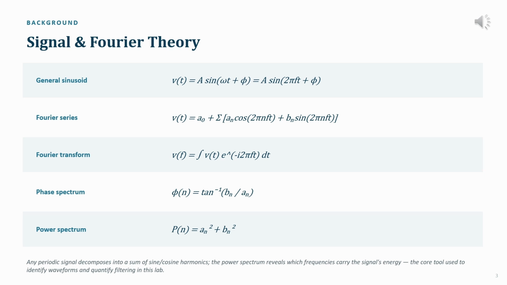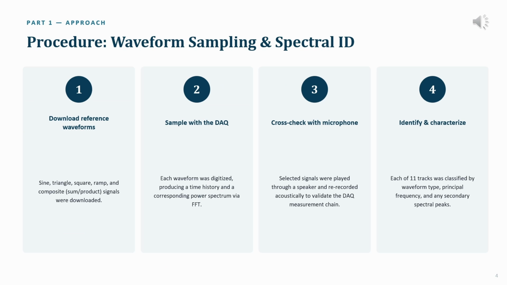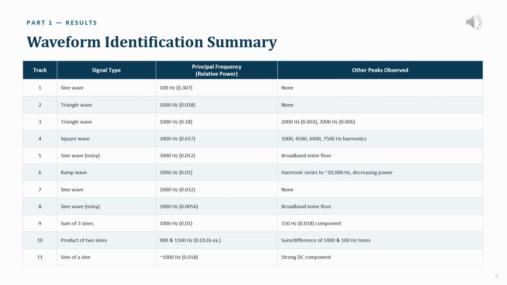These are some of the formulas that were used. Here's the approach and some of the equipment that was used. This is the table that contains each of the 11 tracks, their signal type, their relative frequencies, and then the other peaks that were observed and other notes as well.